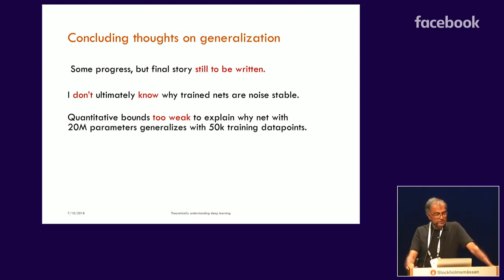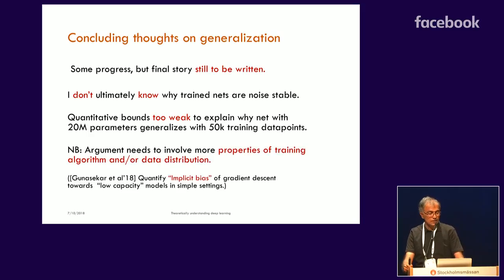Quantitative bounds are too weak to explain why a net with 20 million parameters generalizes with 50,000 training data points. As we saw, the current bounds are not so good. And I think what we need is some argument that involves more properties of the training algorithm and our data distribution, which we haven't done so far, really.